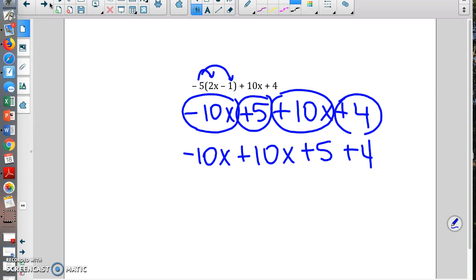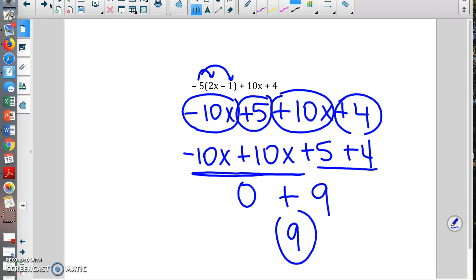Now we put our like terms together because they both have the x's. So negative 10 plus 10, different signs subtract, so that's 0. You can write 0 or you don't have to. And then we have 5 plus 4, which is 9. So your answer is really 0 plus 9, which is just 9. There's no variable there because the variable canceled out.